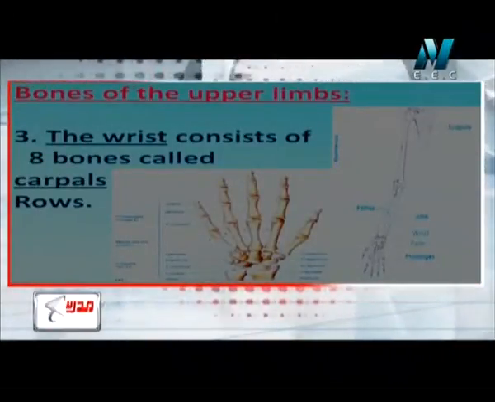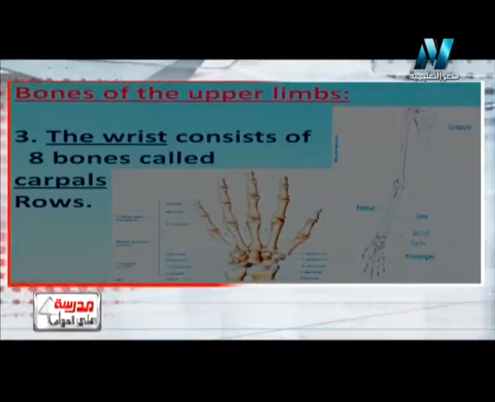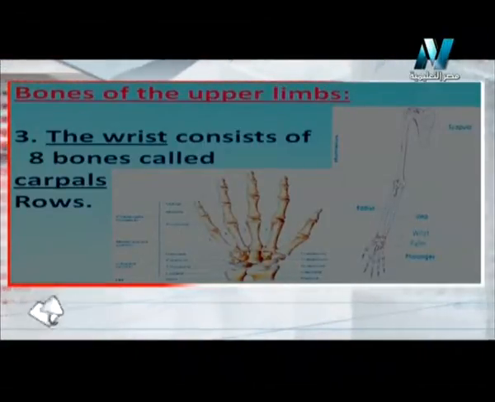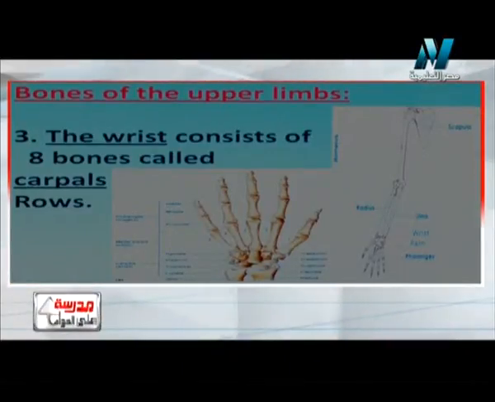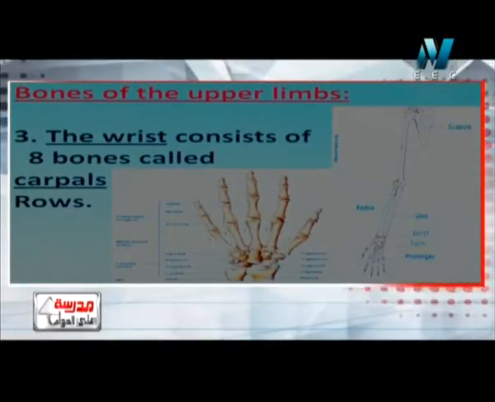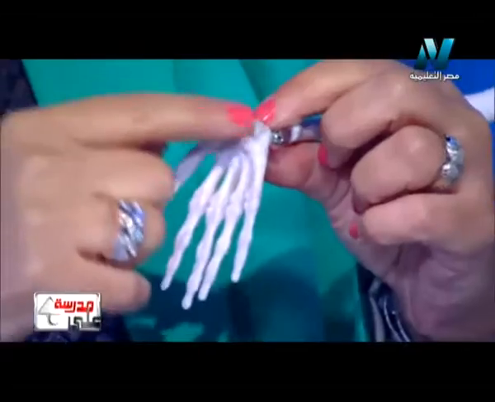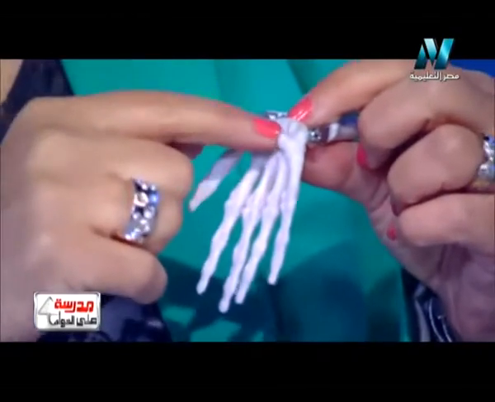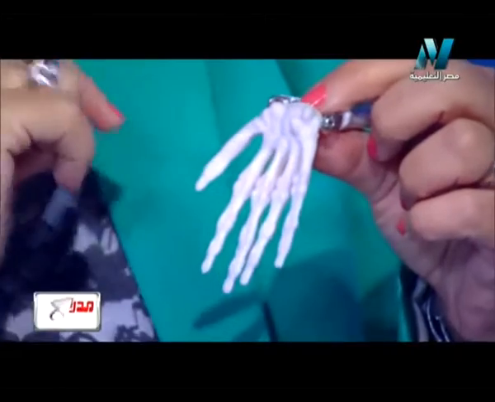Number 3, the wrist. Here, this is the wrist. It consists of 8 bones, which are called the carpals. If you look at the wrist here, the bones do not appear clearly. It consists of 8 bones, called the carpals.